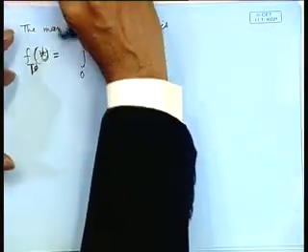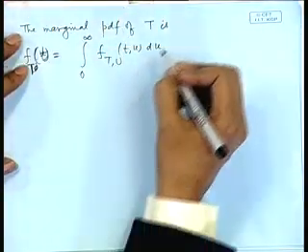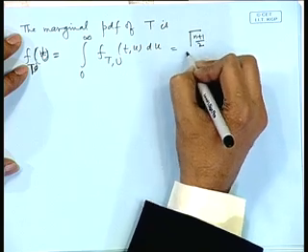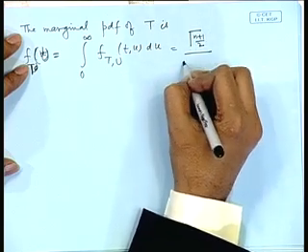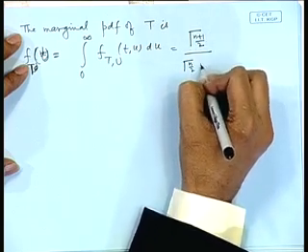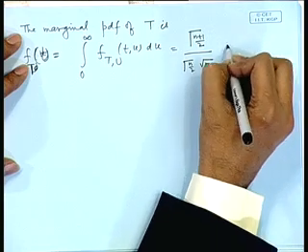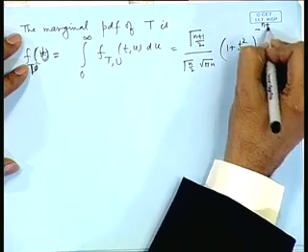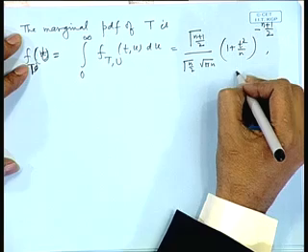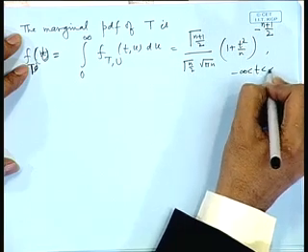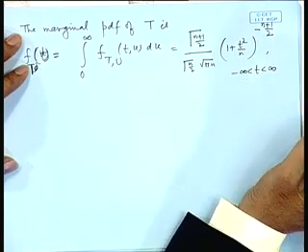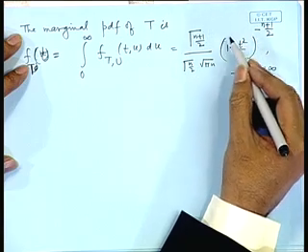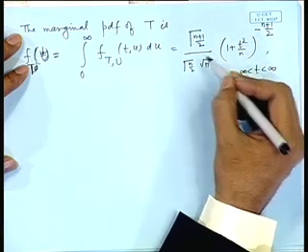So, we are left with this density as gamma n plus 1 by 2 divided by gamma n by 2 root pi n, times 1 plus t square by n to the power minus n plus 1 by 2, and the range of the variable is from minus infinity to infinity. So, this is the density of the t distribution on n degrees of freedom.